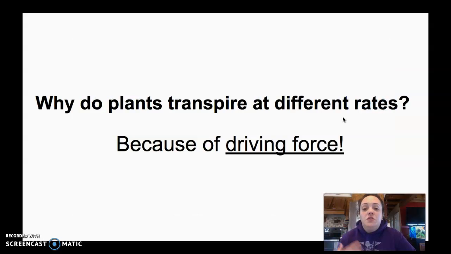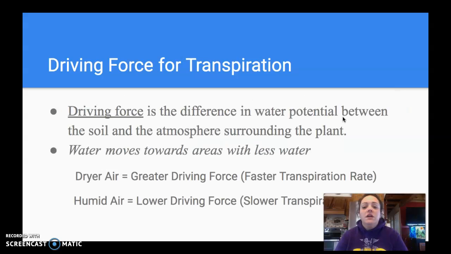Plants don't all transpire at the same rate, just like humans sweat at different amounts for a lot of different reasons, but one of the main reasons is something called driving force. Driving force is the difference in water potential between the soil and the atmosphere surrounding the plant. That's important because water moves towards areas where there's less water. For example, if the air surrounding the plant is really dry, that's a higher driving force, and there's going to be a faster rate of transpiration.